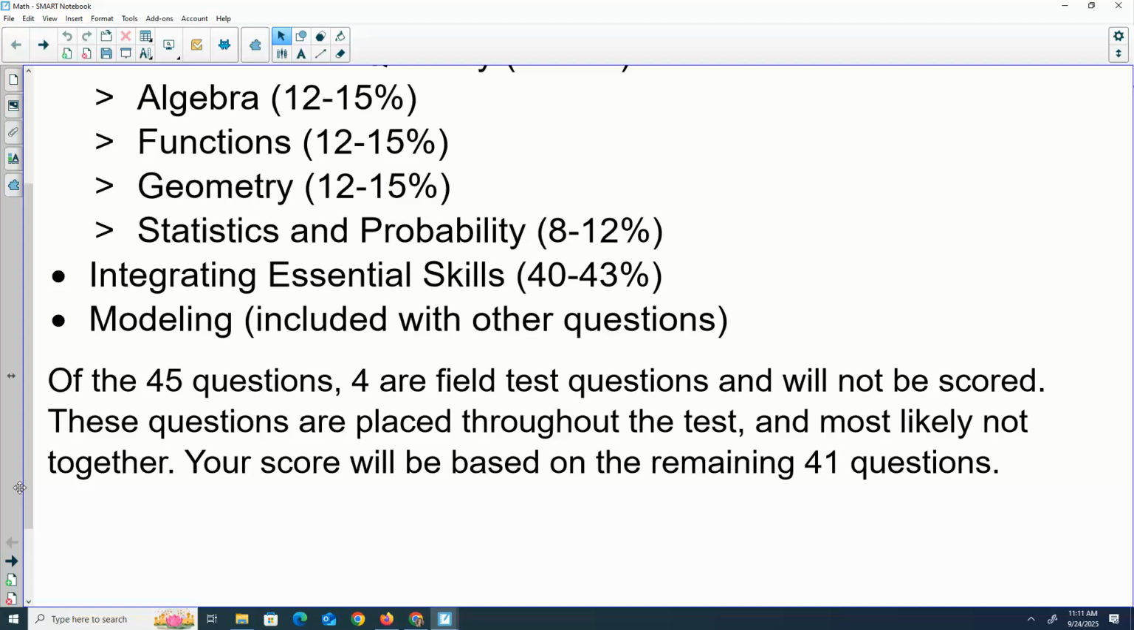Of those 45 questions, 4 of them will not be scored. They are field test questions that they are using for future versions, but they're not just at the end. They're sprinkled throughout. So your score would be based off the 41 questions.